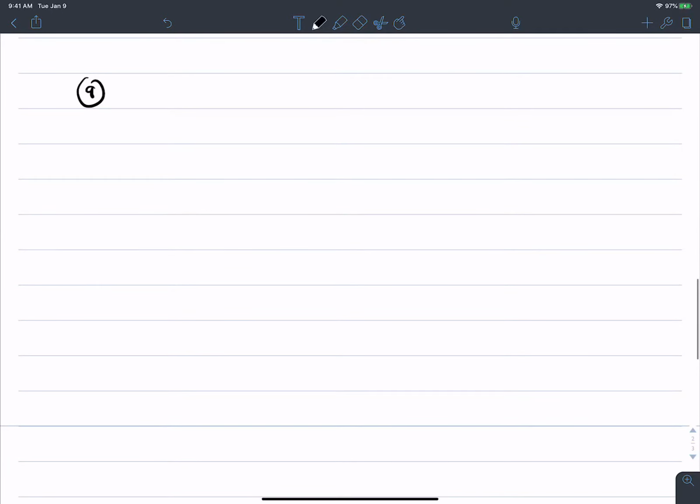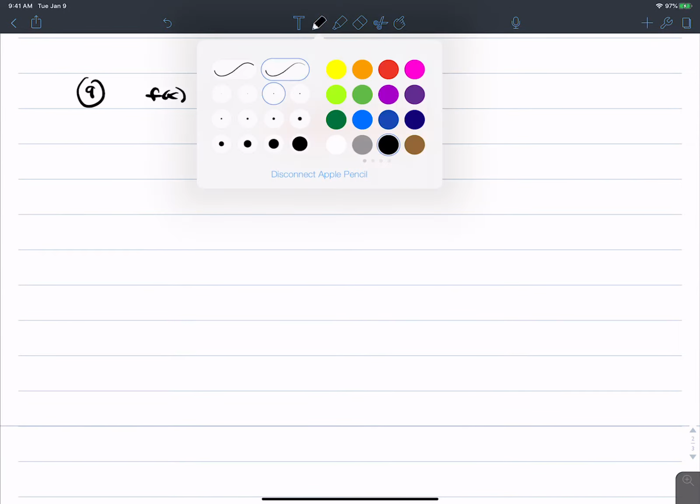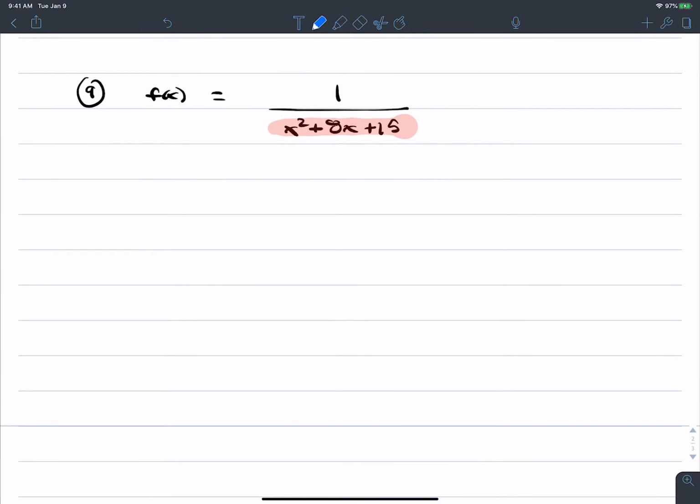Number 9. Your function here is 1 over x squared plus 8x plus 15. Your denominator here can't be 0. So we set this equal to 0, and we want to solve for x. We want to find the values here that we have to throw out. We want to find the rocks.